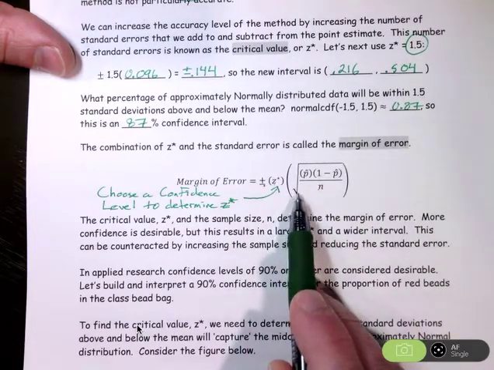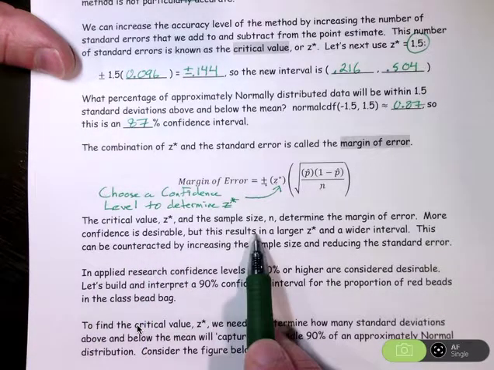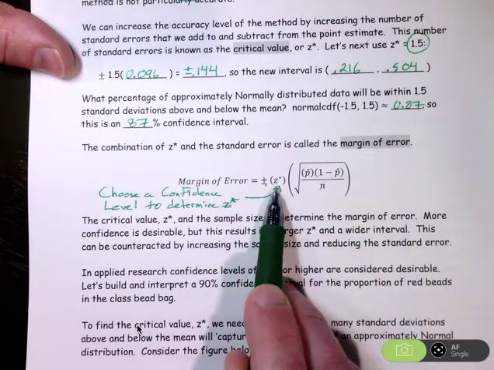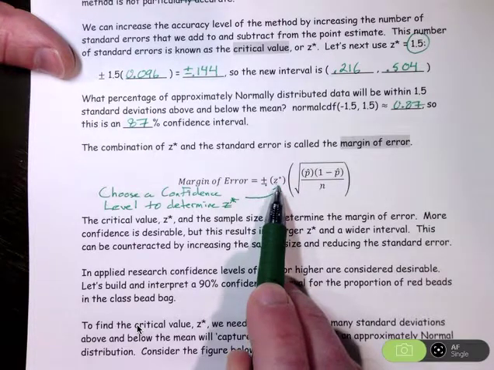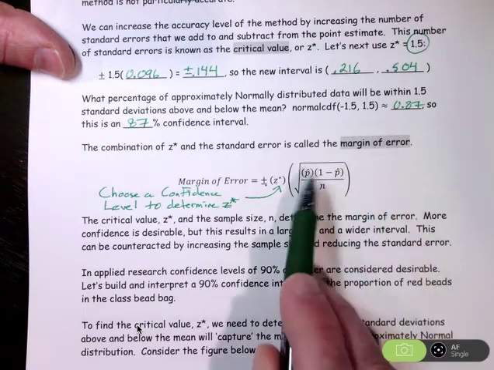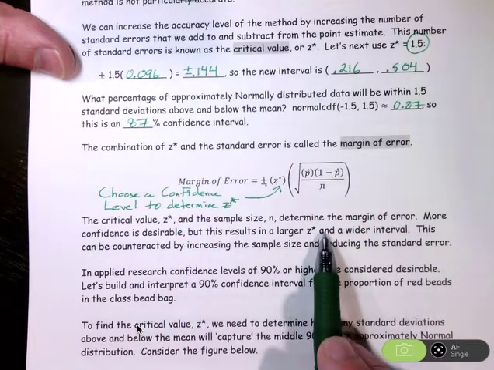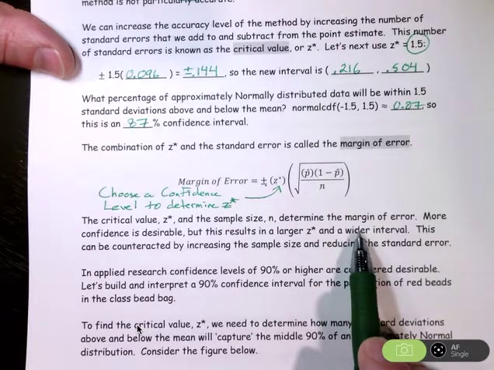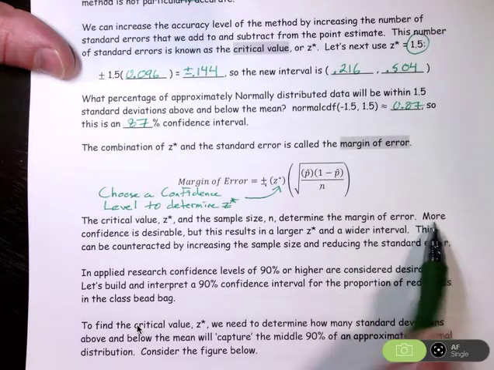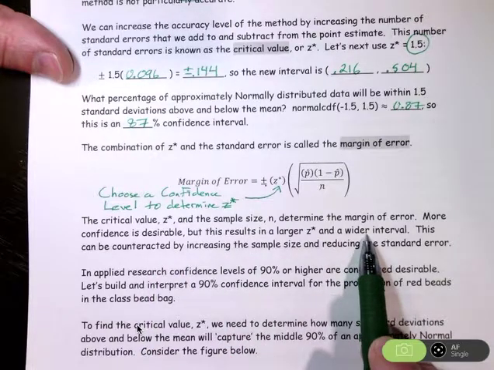margin of error. So more confidence, that's desirable, but this results in a larger critical value, and what that will do is make a bigger margin of error. So we will be adding and subtracting a larger number of standard errors from the point estimate. That will end up in a wider interval. Again, more confidence, that's desirable, but that ends up with a wider interval.